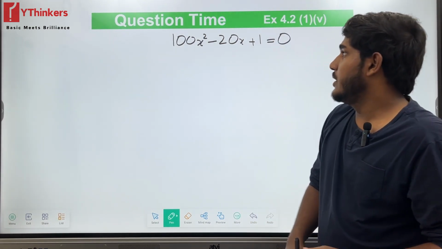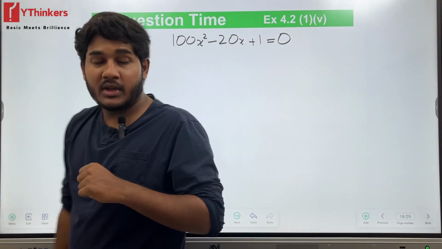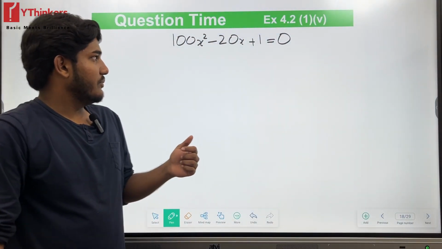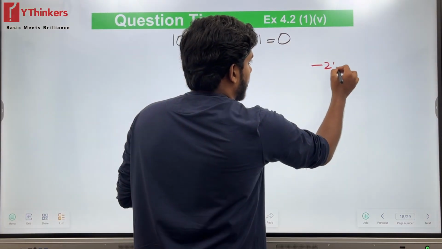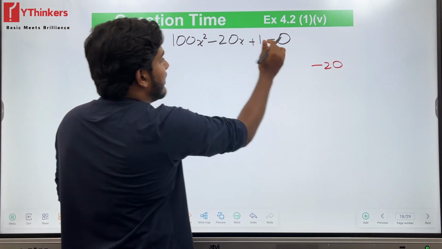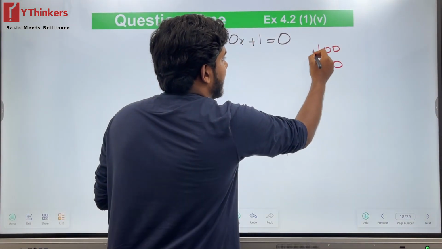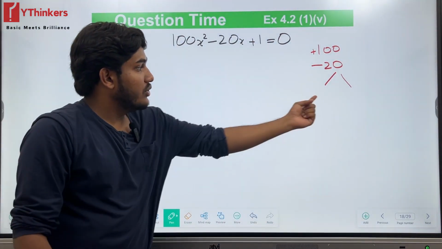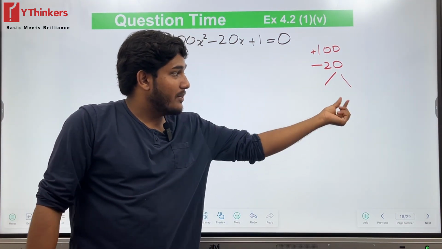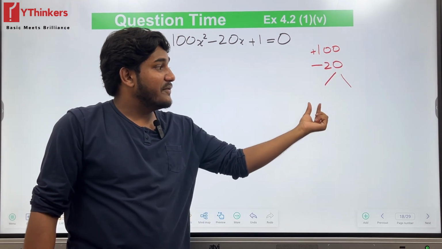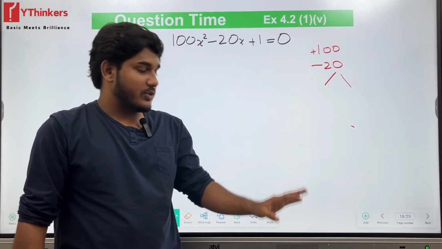It's in your brain. Okay, so 100x square minus 20x plus 1, no problem. I have to factorize. What should I factorize? Minus 20 I'll write here. Okay, 100 into 1 is 100 plus 100. So what are those two numbers such that when I multiply, whatever number comes here and here, I'll multiply them, I'll get 100, and if I add them I should get minus 20.